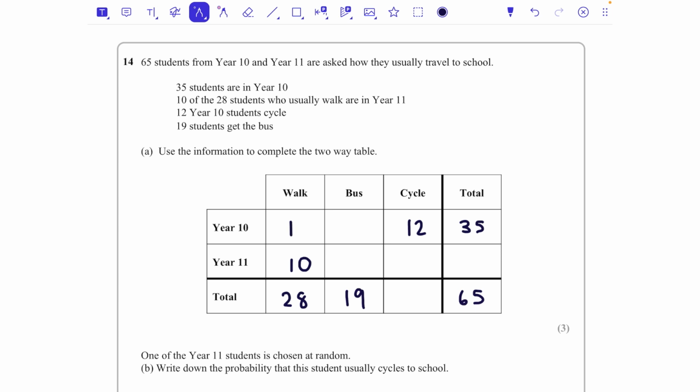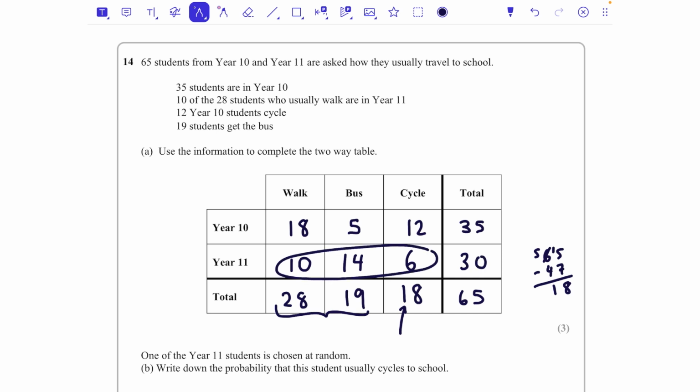So now I know that this one must be 18, because 18 and 10 makes 28. And then going across here, 18 add 12 is 30, so there must be 5 students getting the bus. And then bus we know is 19 students, so there'll be 14 more here to add that up. And then let's have a look at this one. What am I missing? 28 add 19 is 47. So I need to do 65, take away 47. I know I could just use a calculator, but there we go. So I've got 6 here. And then this one we know is 30. And let's just double check. If we add these together, we do get 30. So I'm happy that I've done that correctly.